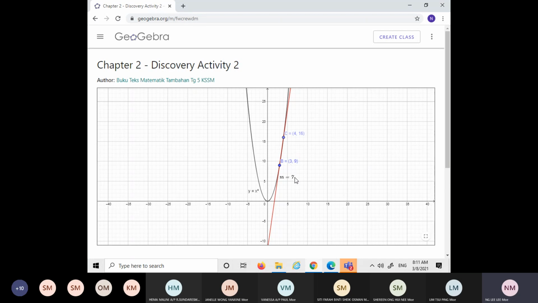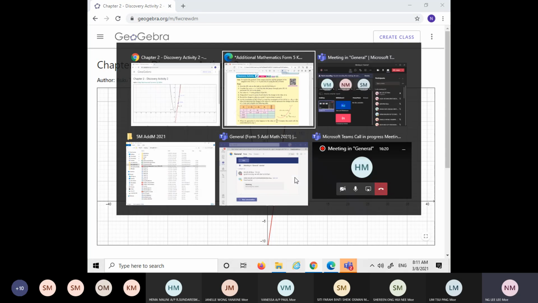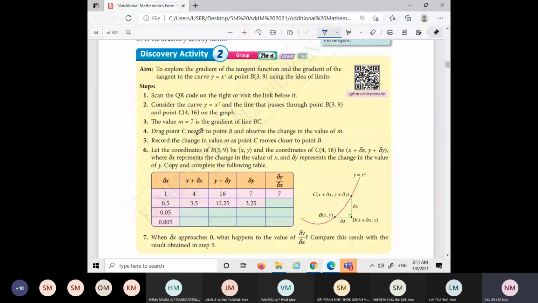Then they say, go back to the text, step 4: drag point C nearer to point B and observe the change in the value of M. When they say drag point C nearer to point B, this is something to do with the limit already. The idea of limit is getting nearer and nearer to a point. So you drag point C nearer to point B, and it applies the idea of limit here.